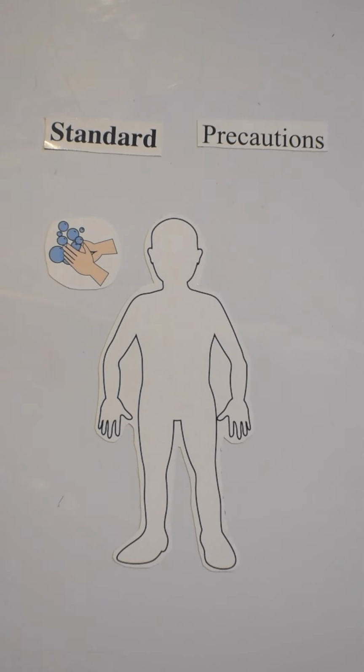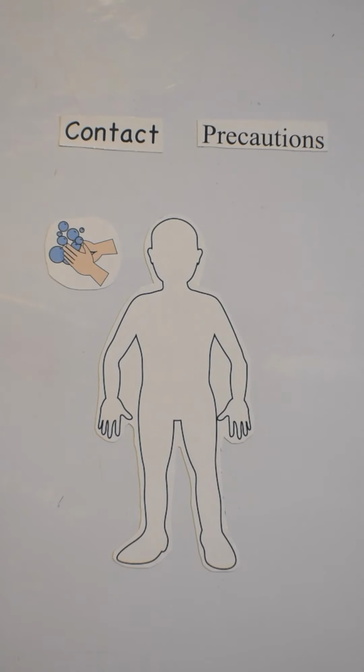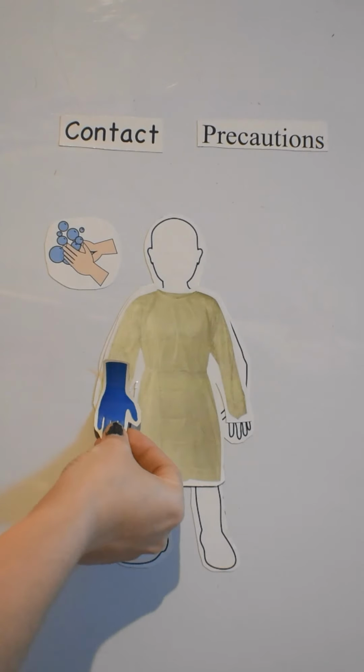Next is contact precautions. Contact precautions should be used for patients with known or suspected infections that are transmitted through contact, such as C. diff. For these patients, you will use hand hygiene before and after patient contact, and the use of gown and gloves.